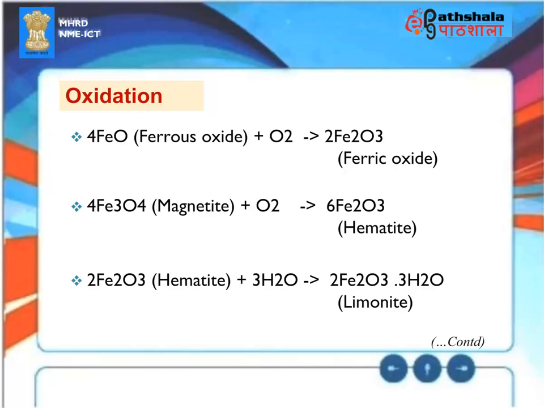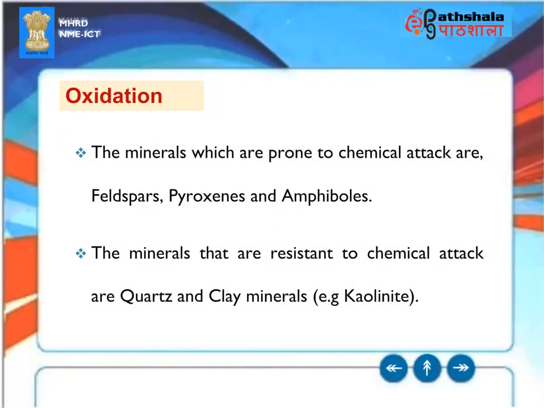4Fe3O4 magnetite plus O2 converts into 6Fe2O3 hematite. 2Fe2O3 hematite plus 3H2O converts into 2Fe2O3·3H2O limonite. The minerals which are prone to chemical attack are feldspars, pyroxene, and amphiboles. The minerals that are resistant to chemical attack are quartz and clay minerals.